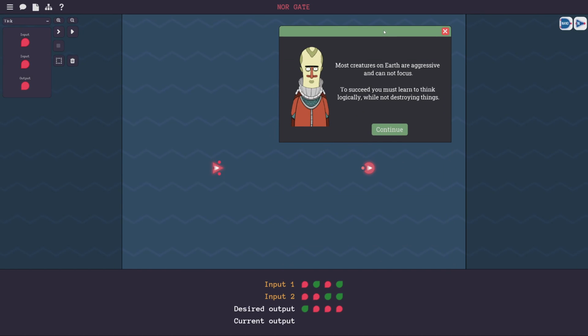Most creatures on Earth are aggressive and cannot focus. To succeed, you must learn to think logically while not destroying things.